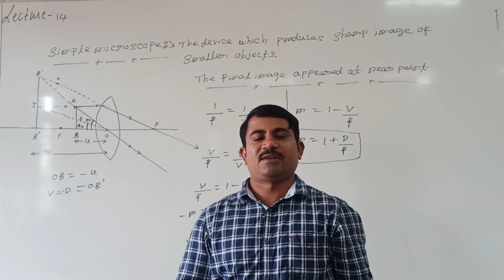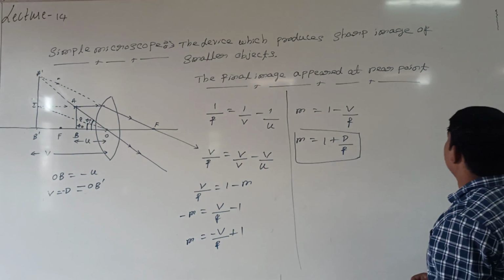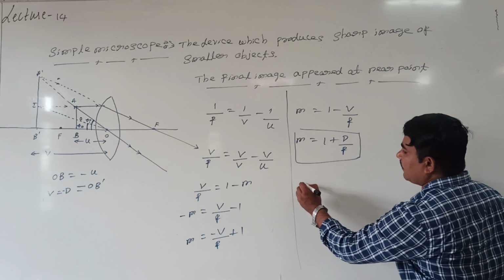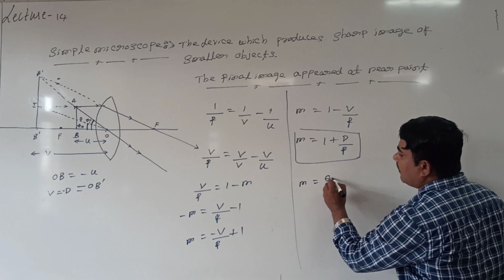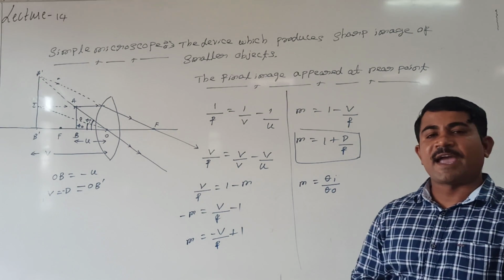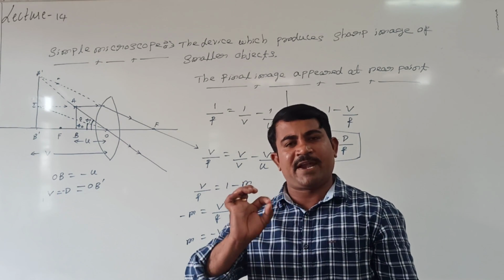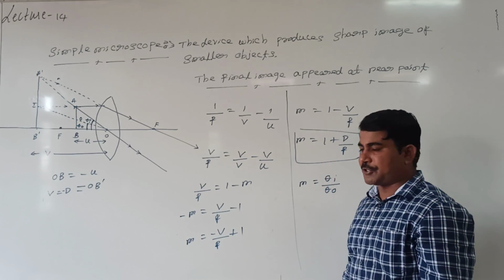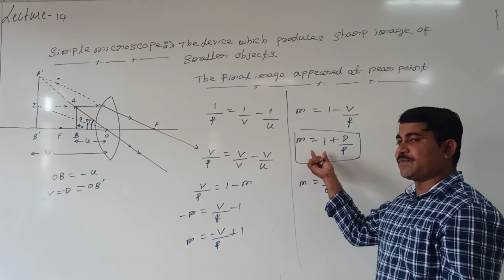Then I can define angular magnification. Angular magnification is defined as the angle made by the image to the angle made by the object. That we are calling angular magnification. From this formula you can achieve the other formula again.